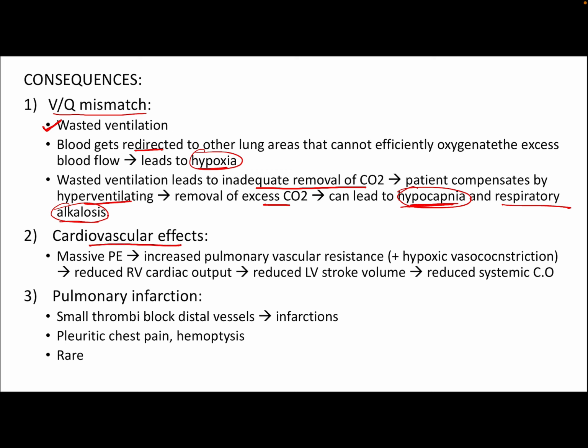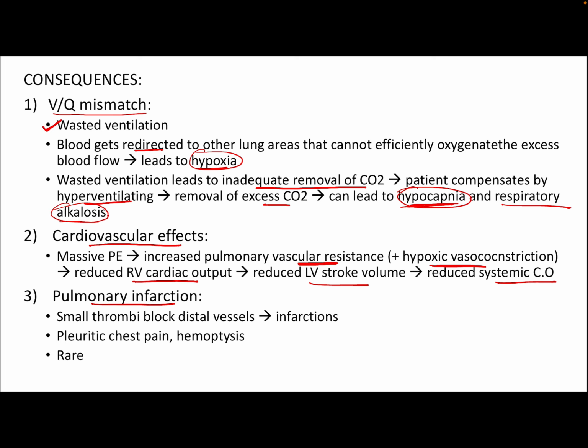Suppose there is a massive pulmonary embolus that completely blocks the pulmonary vessel. That increases the pulmonary vascular resistance. That mechanical obstruction, along with the fact that hypoxic vasoconstriction happens in the pulmonary vessels, leads to increased pulmonary resistance. That reduces the right ventricular cardiac output, that reduces the left ventricular stroke volume, and decreased systemic cardiac output from the heart. And this can essentially lead to hypotension as well.